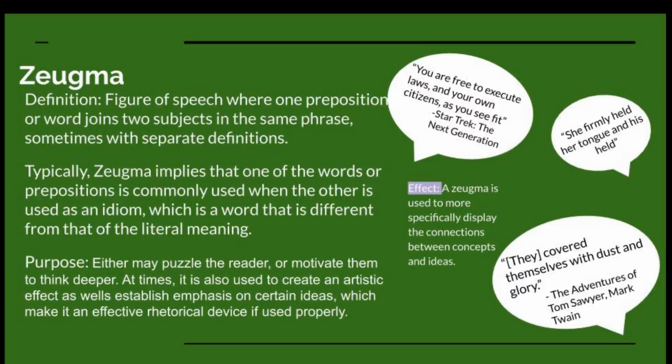The next rhetorical device is zeugma. Now, before we hop on to the definitions and examples, it is important to grasp the concept that with the mastery of this device, you can join 2 worlds in the ranks of skillful writers. So the definition of zeugma is a figure of speech where one preposition or word joins 2 subjects in the same phrase, sometimes with separate definitions. Well, most of the time.